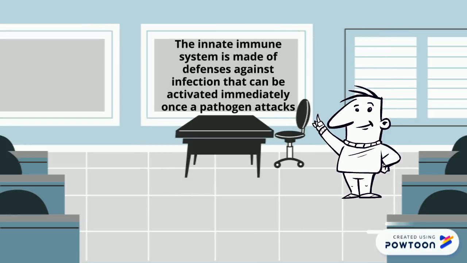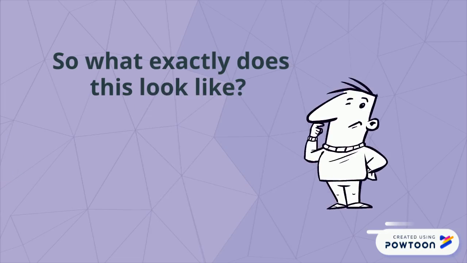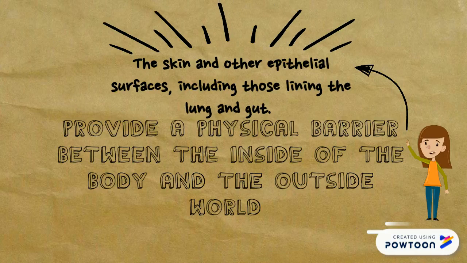The innate immune system is made up of defenses against infection that can be activated immediately once a pathogen attacks. So, what exactly does this look like? How is the innate immune system really working? The skin and other epithelial surfaces, including those lining the lung and gut, provide a physical barrier between the inside of the body and the outside world.